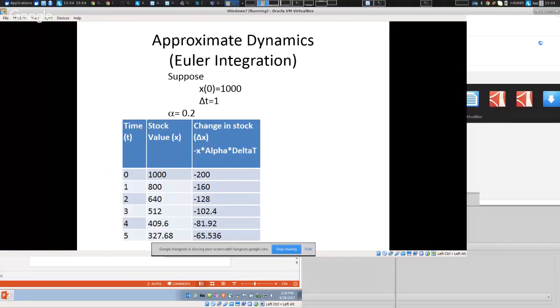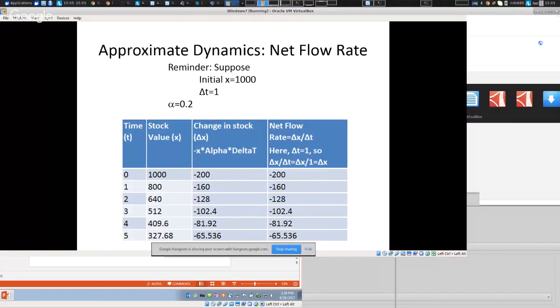Now we're at step 2. We have 640 people left. That's 800 minus 160, and we compute delta x for the next time unit, and we get 128. We subtract it off and we get this. Okay, now you notice I say approximate there. Incidentally, we could compute the flow rate here, and the flow rate is the same because it's delta x divided by delta t. Delta t is 1 here, so it's just the same values.